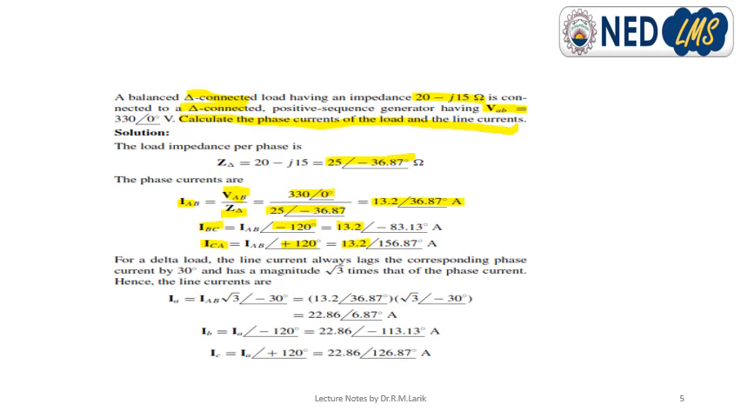The phase angles are: the first phase angle is 36.87, the second is minus 83, and the third one is 156.87. The phase angles are different. Let's move on to the other part.